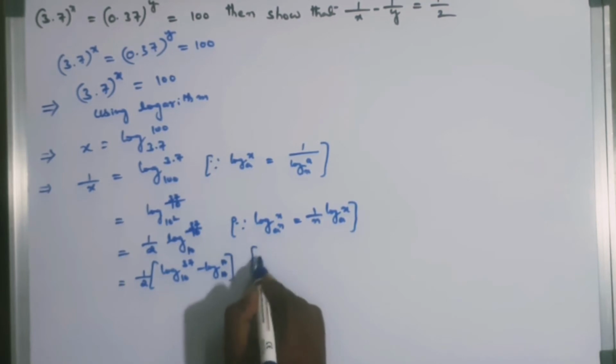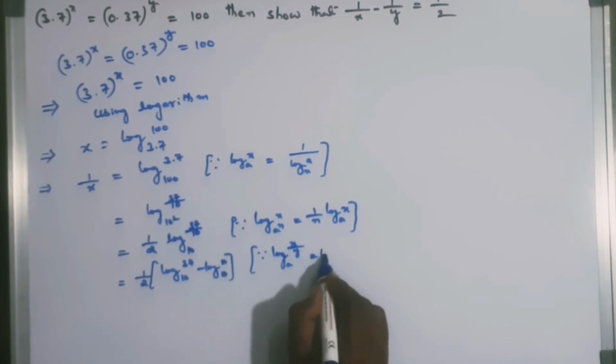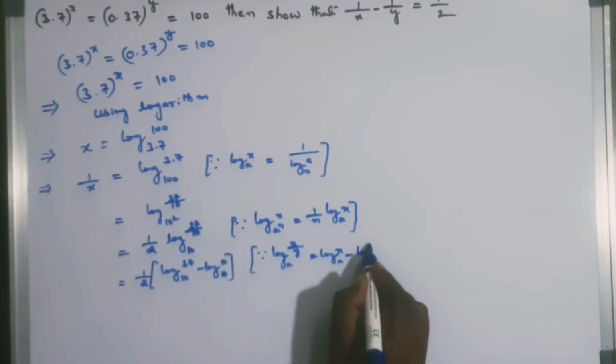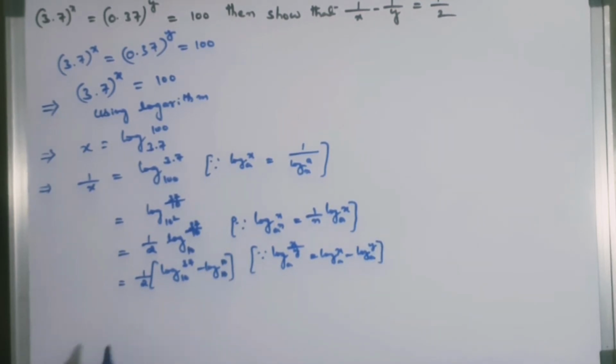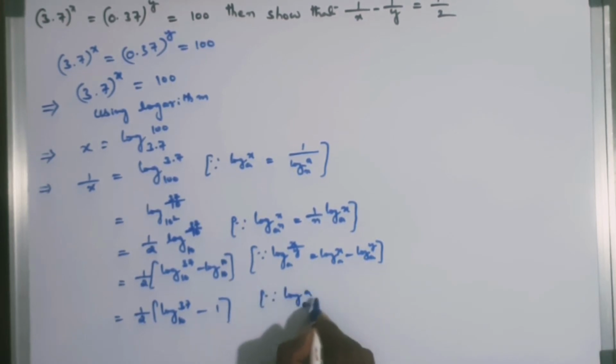What is the formula used again here? Log base a to x by y equals log base a to x minus log base a to y. Okay, so if I now write 1 by 2 of log base 10 to 37 minus 1, because what is the formula? Log base a to a equals 1. Equation number 1.